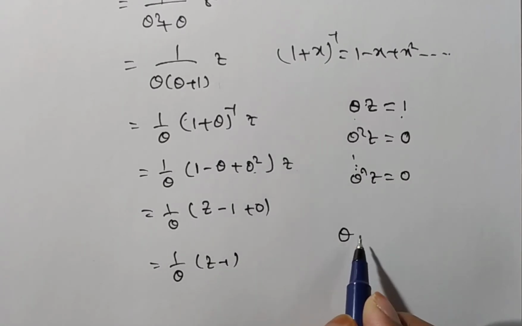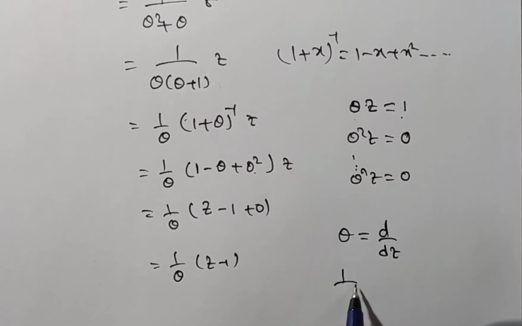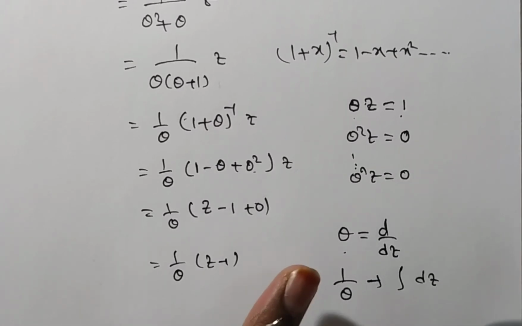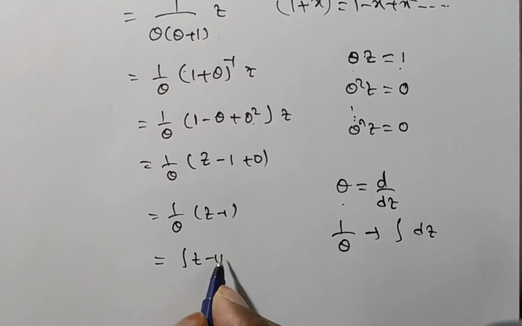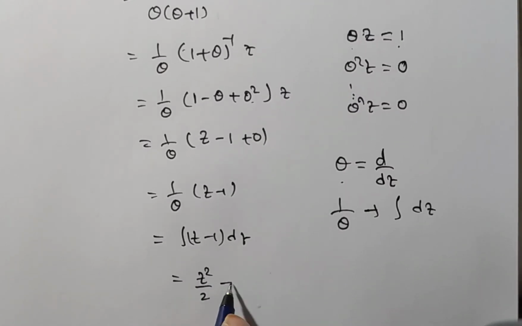Now you observe again in the denominator theta is there. Friends, what is the theta meaning? If theta is in the numerator, then we have to differentiate. If theta is in the denominator, then we have to integrate with respect to z, because 1 by theta is the inverse differential operator. This is the differential operator. So we have to integrate with respect to z once. Then we will have the integral of z minus 1 into dz. So you will have z square by 2 minus z.